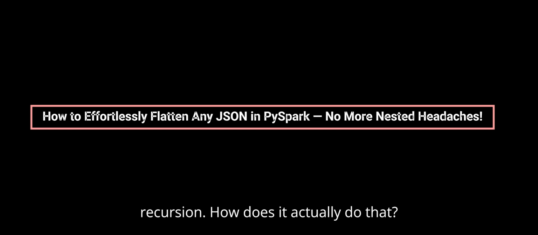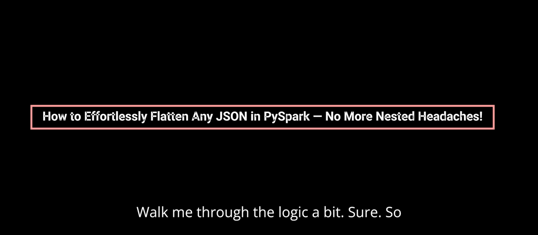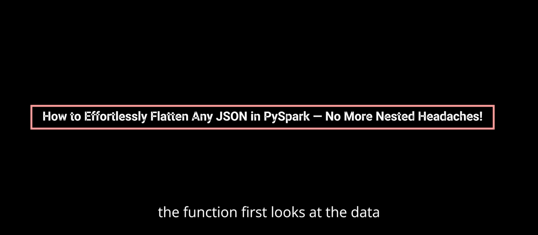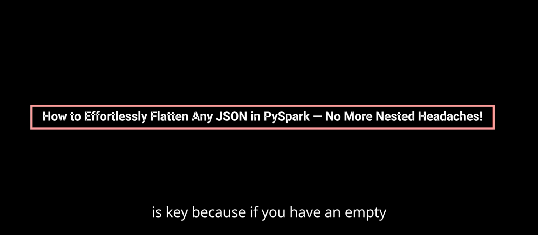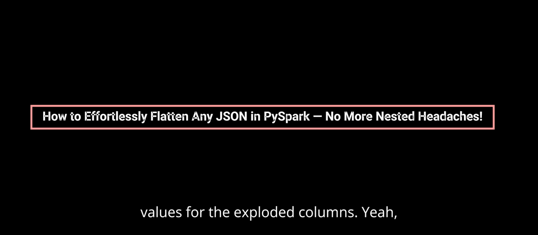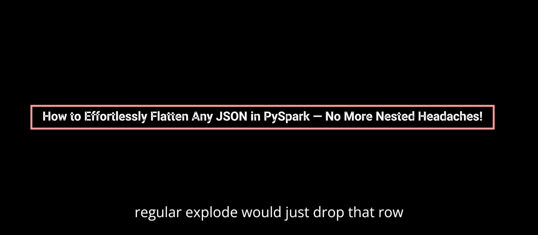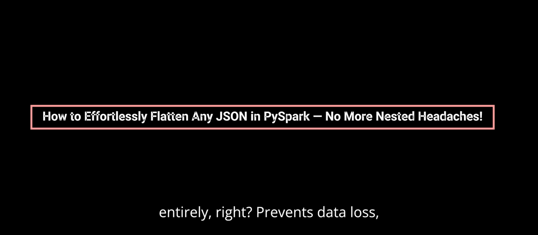How does it actually do that? Walk me through the logic a bit. Sure. So the function first looks at the data frame schema. It finds the complex fields. If it sees an array type, it uses explode outer. Explode outer. Why outer? Good question. Explode outer is key, because if you have an empty array, it keeps the row, but with null values for the exploded columns. Regular explode would just drop that row entirely. Right. Prevents data loss. Makes sense.